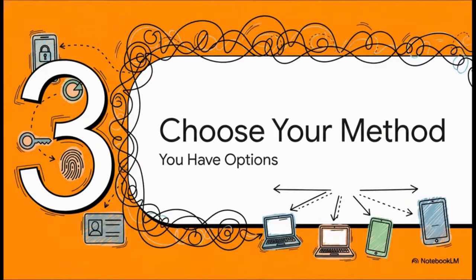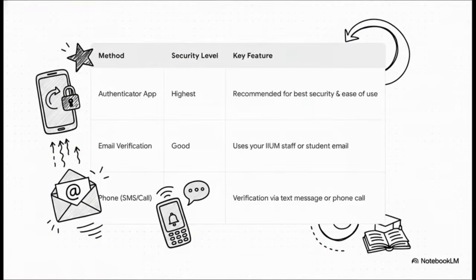Now it's time for your first big decision. See, Microsoft gives you a few different ways to prove it's you for that second factor. You've got options, so let's break them down. As you can see, you've got three main choices here. You can use an authenticator app, your official IIMUM email, or you can even use your phone to get a text or a call.